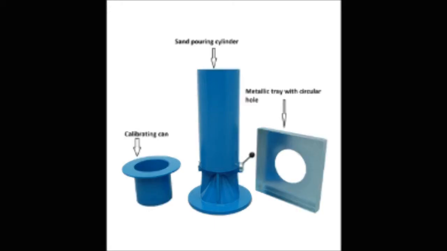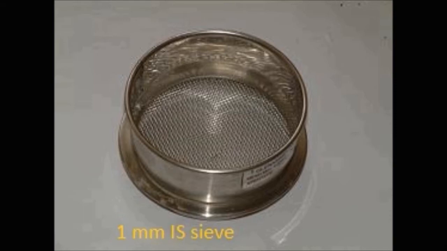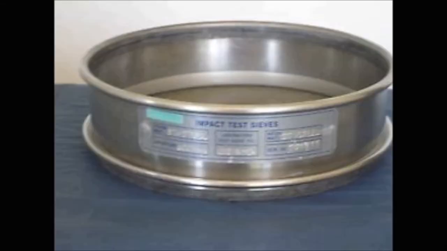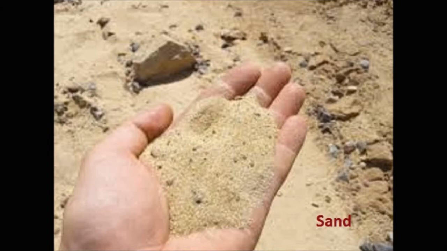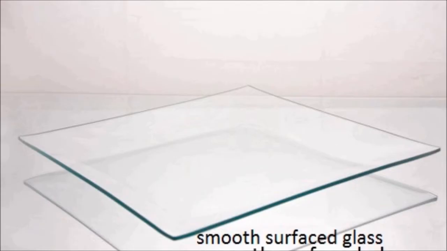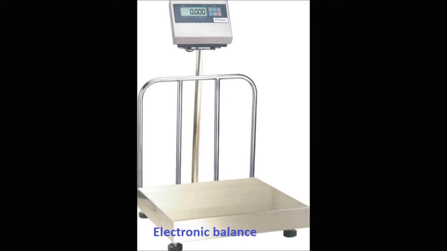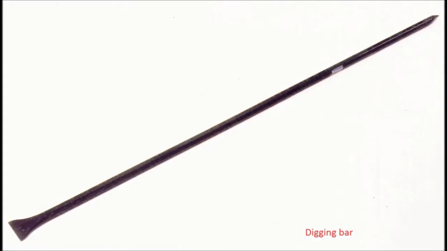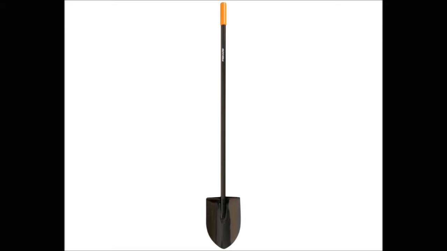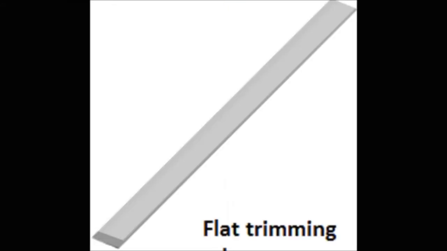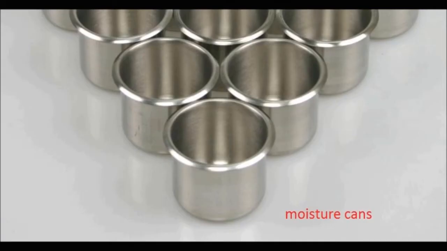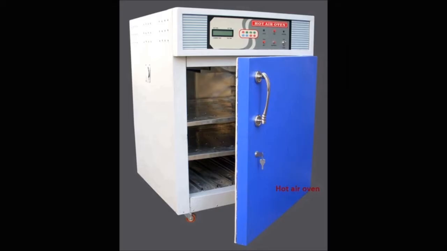Apparatus required for conducting the experiment includes a sand pouring cylinder, calibrating can, metallic tray with circular hole, 1 mm IS sieve, 600 microns IS sieve, sufficient clean uniform sand, smooth surface glass, sensitive electronic balance, digging bar, shovel, flat trimming edge, moisture cans, and hot air oven.